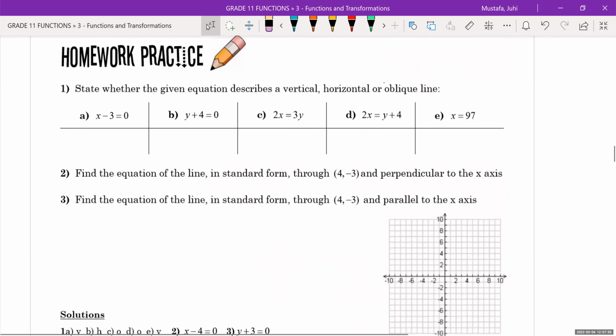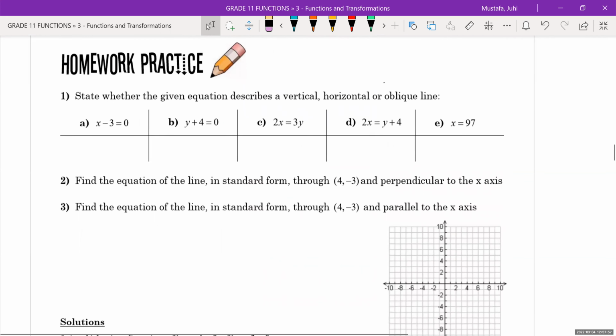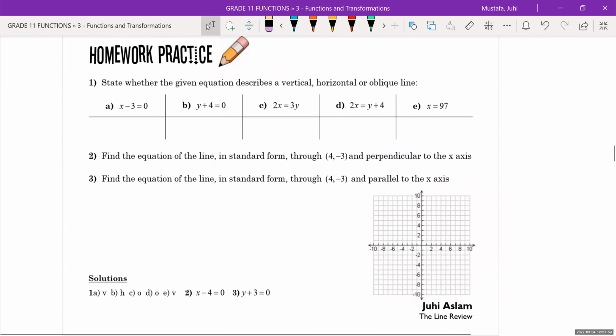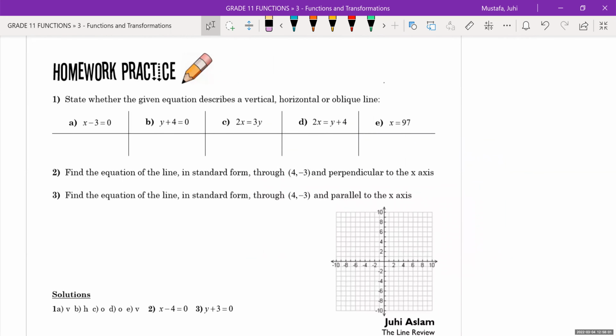So let's go ahead. Oh, actually there is no class practice. So I'll just leave this homework practice for you guys to try. Make a star at home. You guys can take a picture of it.